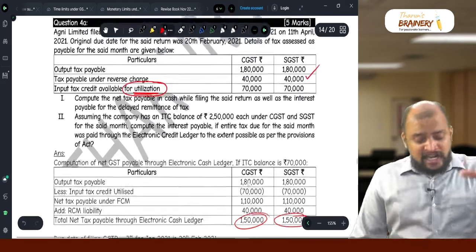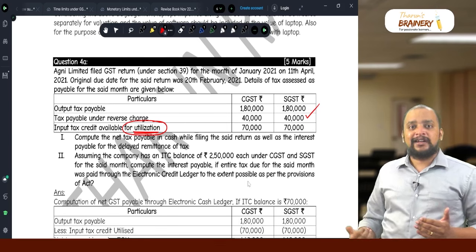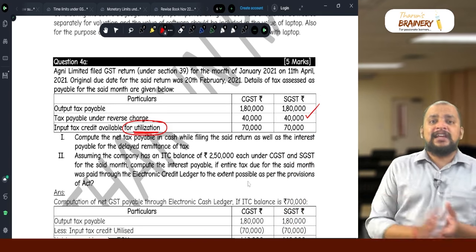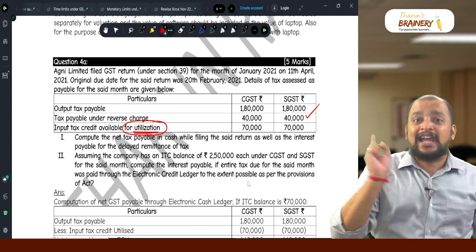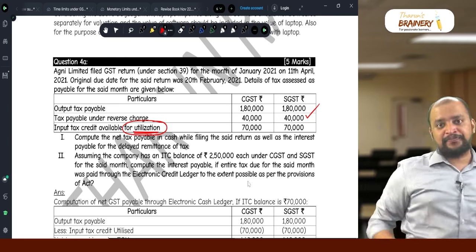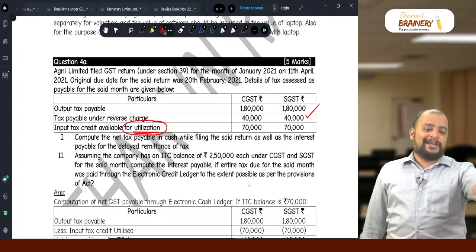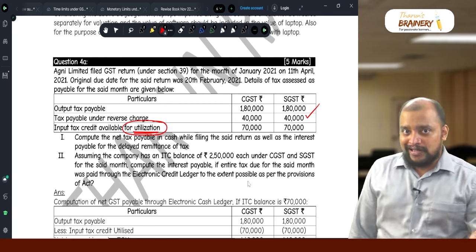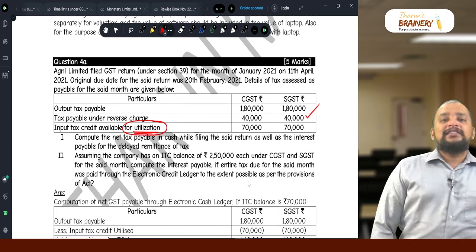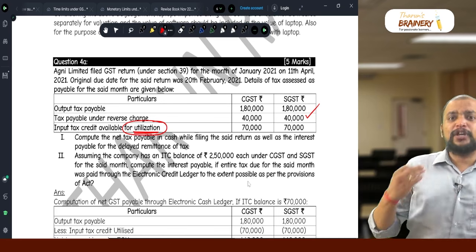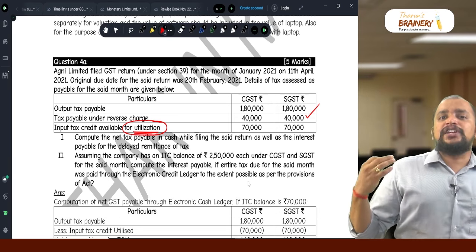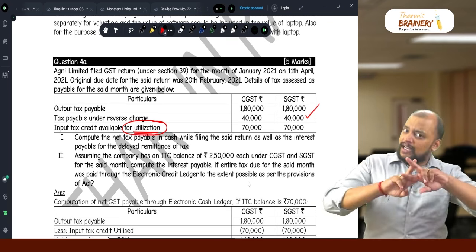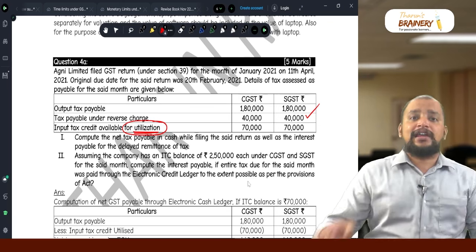But there is an alternative answer also. What is that? The 40,000 rupees GST paid under RCM can be availed as ITC, meaning the 40,000 is not included in the 70,000. Here ICAI should consider both answers, because nowhere in the question is it given that the ITC available for utilization includes the tax payable under RCM. So if the student has taken either assumption, the marks should be given, because it is only the computation we need to see. It is perhaps a mistake in the question. Two assumptions are possible, both are correct, and the answer should be given.